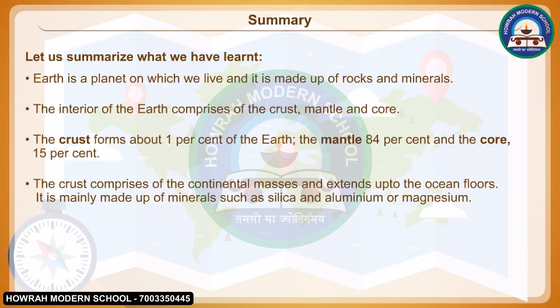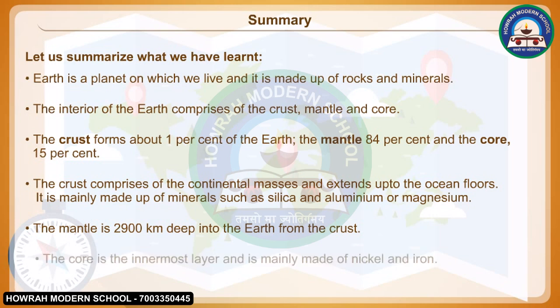The crust comprises the continental masses and extends up to the ocean floors. It is mainly made up of minerals such as silica and aluminium or magnesium. The mantle is 2,900 km deep into the Earth from the crust. The core is the innermost layer and is mainly made up of nickel and iron.